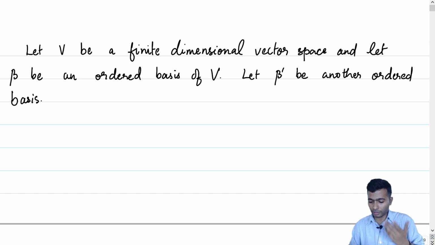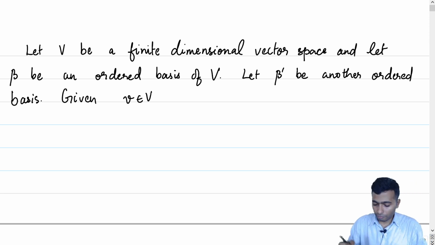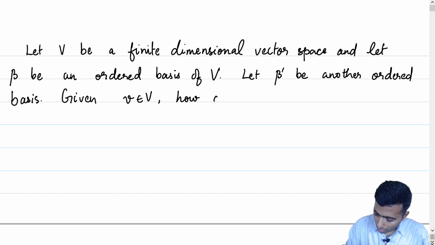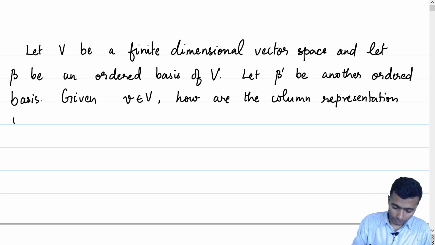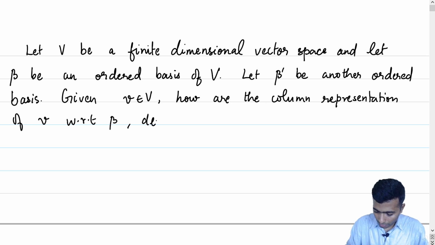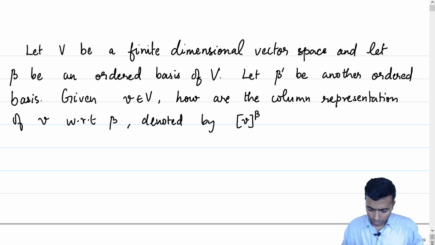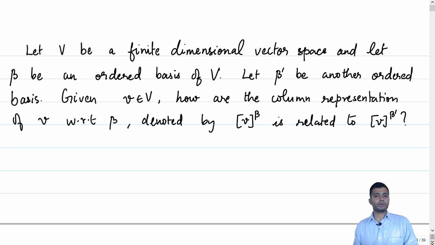So let us ask the right question. Given a vector V in capital V, we would like to see how the column representation of V with respect to beta, which we already denoted by V beta, is related to the column representation of V with respect to beta prime. This is what we would like to first explore.